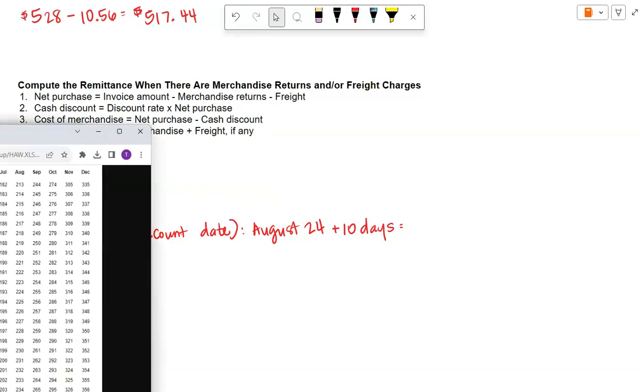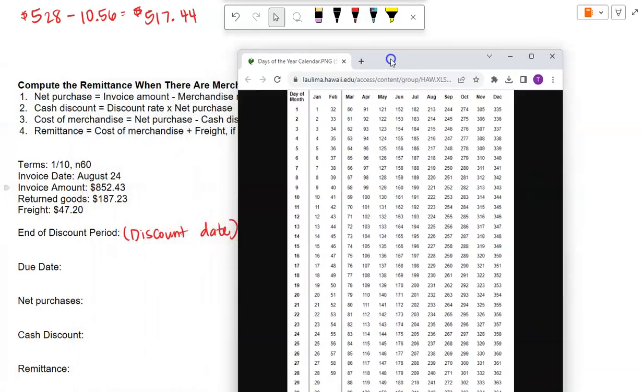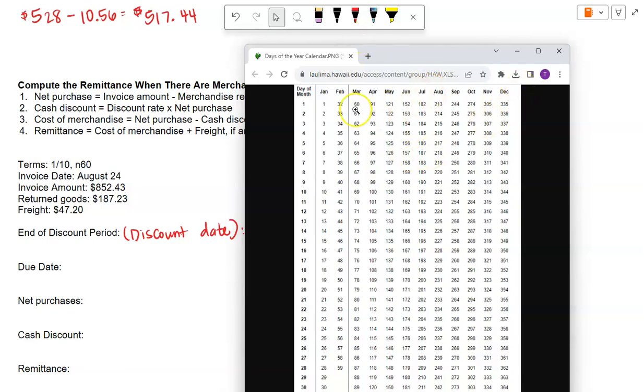So in Laulima, I've uploaded this days of the year calendar. Okay, and so here we have the day of the month in my furthest left column, and then we have all of the months here. So if you take a look at this, January 15th would be the 15th day of the year. Let's say December 23rd is the 357th day of the year.